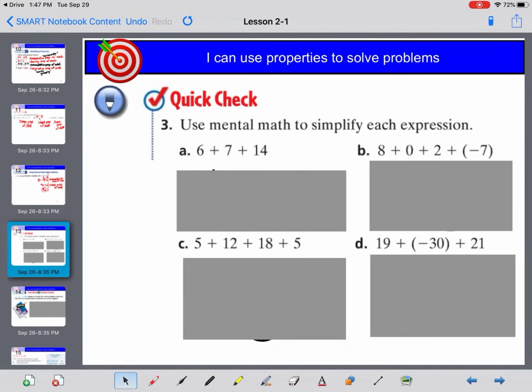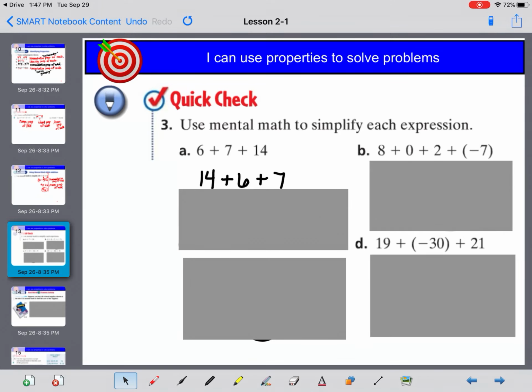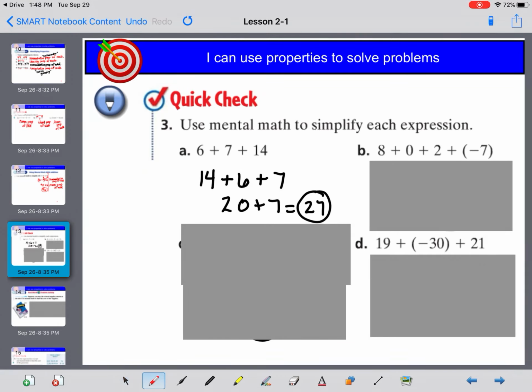All right, for this first one, 6 plus 7 plus 14, I see that this would be nicer to make a 10. And actually this time it would be a 20. So when I say make a 10, I mean a 10, a 20, a 30, a 40, a 50, a 60, a 70, in order to make something easy to add or multiply. So I noticed that if I took 14 plus 6 plus 7, that would make it easier because now I can use the associative property and group together 14 plus 6, 20 plus 7 is 27.